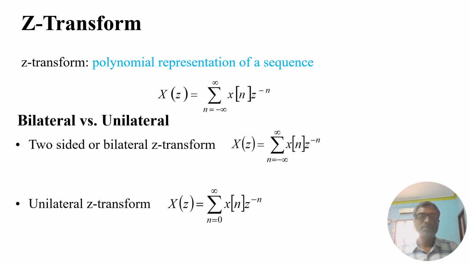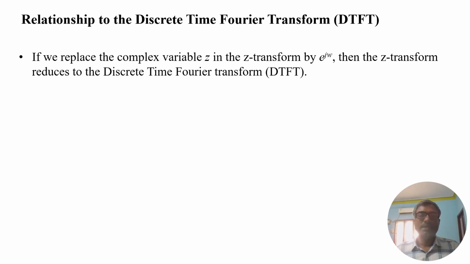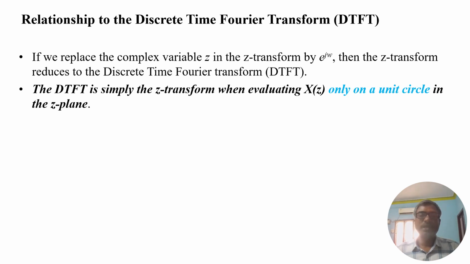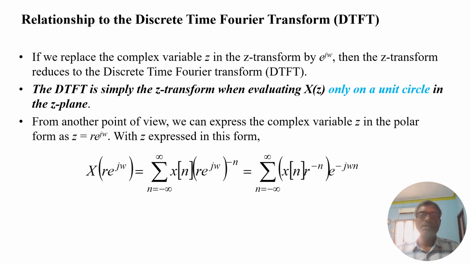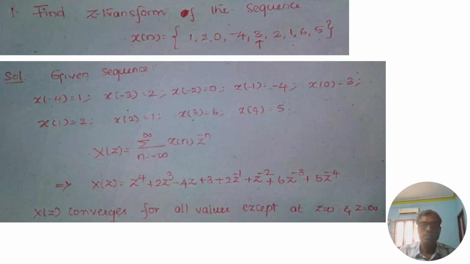The Z transform can be computed for bilateral sequences as well as unilateral sequences. For the bilateral sequence, the limit may vary from minus infinity to plus infinity, whereas for the unilateral sequence, the limit will vary from 0 to infinity. The relationship between the Z transform and the DTFT is that the DTFT can be obtained from the Z transform just by replacing z by e power j omega. Now we'll see one example problem for the computation of the bilateral Z transform.